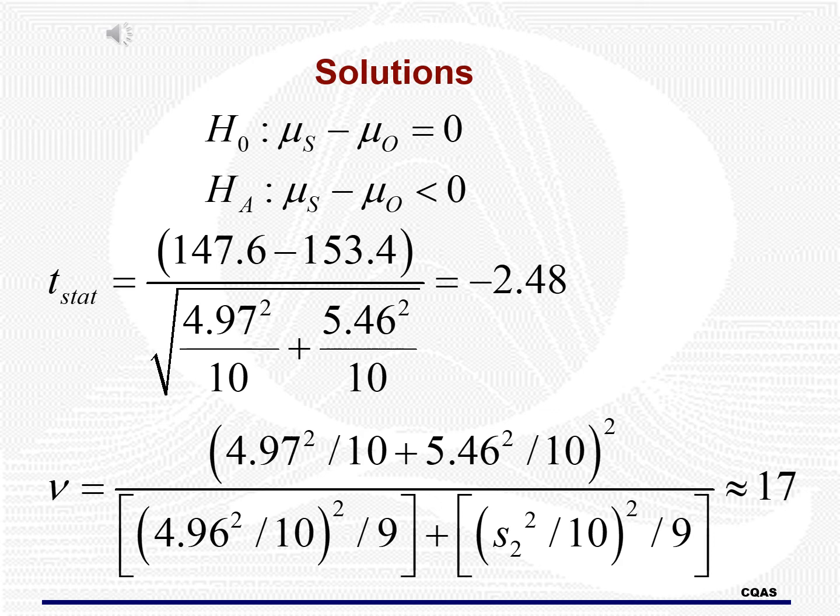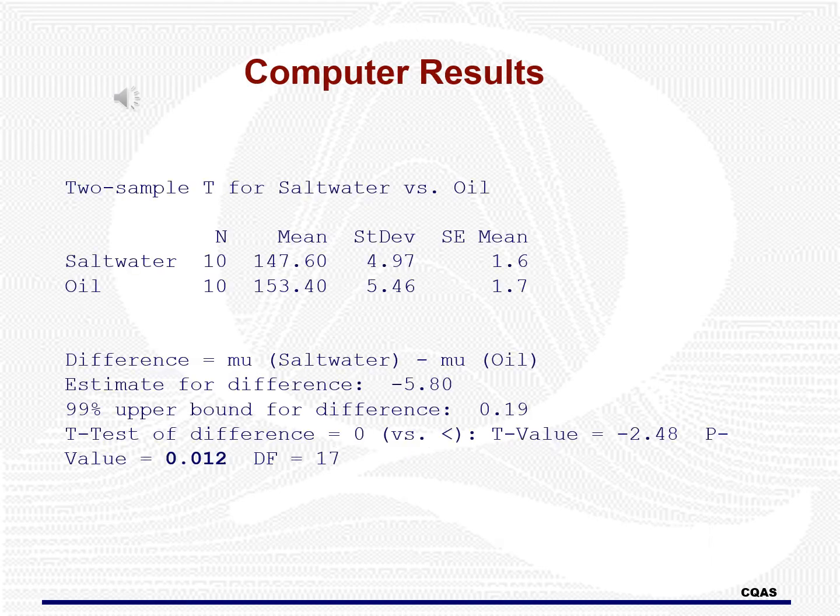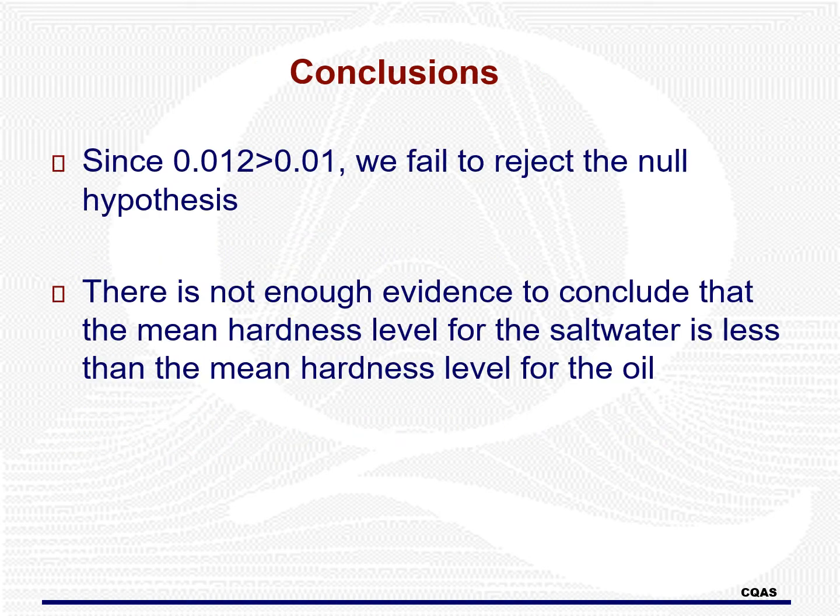Recall that we wanted to know if the mean for salt water was less than the mean for oil. The calculations for the test statistic and the degrees of freedom are given in the slide. Here are the results using Minitab. Notice that the p-value is 0.012. Recall that alpha is 0.01, not 0.05. The next slide includes the conclusions we should draw.